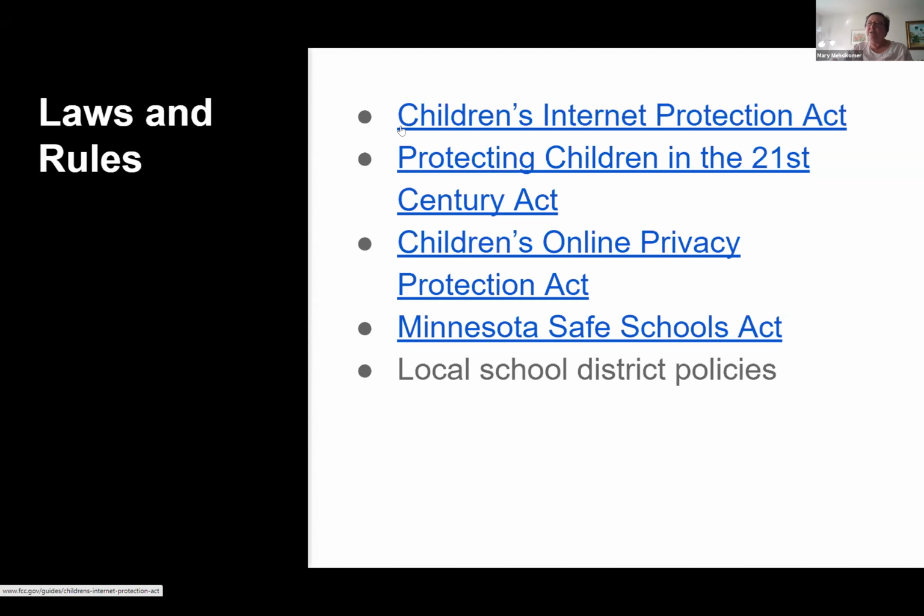The Children's Internet Protection Act and the Protecting Children in the 21st Century Act, those are tied to our federal E-rate funding for schools and libraries that helps us pay for internet access. For schools, they do require that we be filtering internet. They also require that we have an internet safety acceptable use policy, and that we're also educating our students in some fashion on internet safety and acceptable use in order to be eligible for that funding.